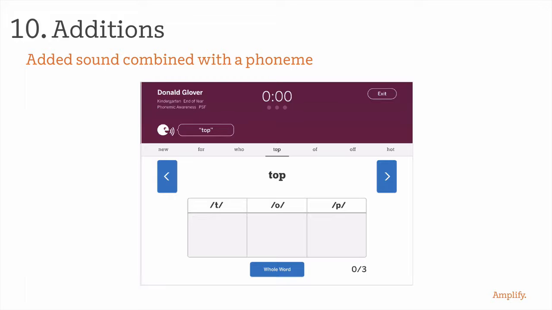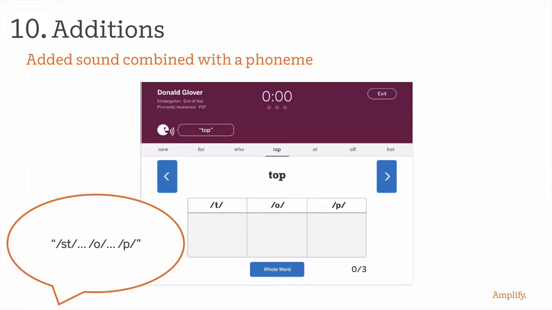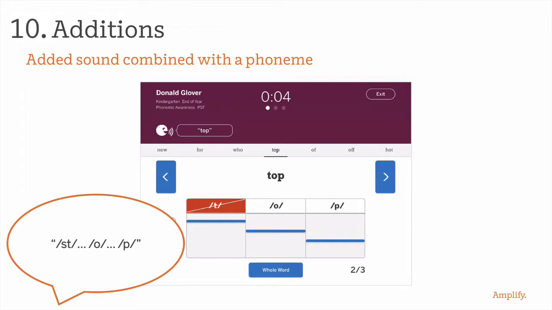Added sounds are marked incorrect when they are combined with a phoneme. For example, if the word is top and the student says st, ah, p, draw a single line under the 3 phonemes and tap the t to mark it incorrect. A student receives credit for each different correct sound segment, but because the s sound was combined with the t, that segment is no longer correct. M-Class awards only 2 out of 3 points.